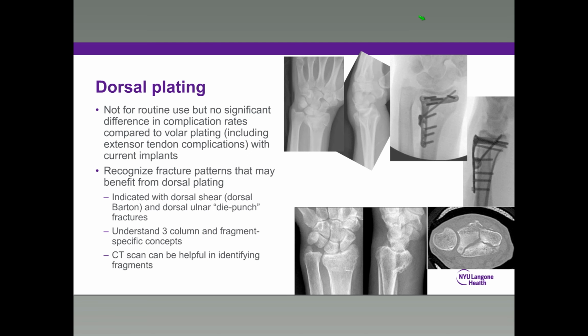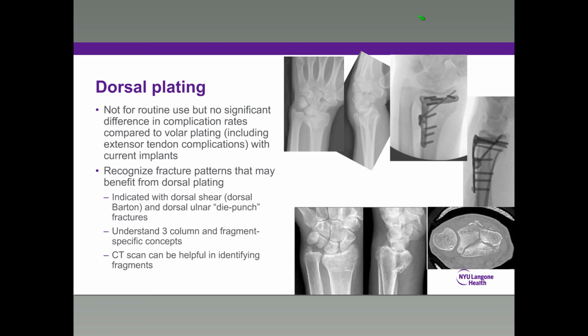But you do need to be able to recognize certain fracture patterns that will benefit from dorsal plating. It's going to be indicated in a dorsal shear type, a dorsal Barton's fracture, because volar plating in that is not going to do anything to keep your carpus from displacing dorsally. Also, if you have the die punch fractures, you've got to go there anyway to find that articular fragment and get it elevated. And so that's why you want to be sure to go dorsally for that.